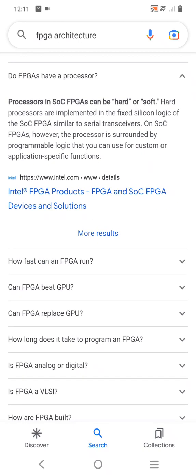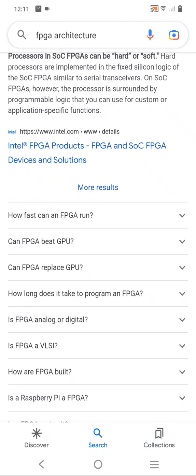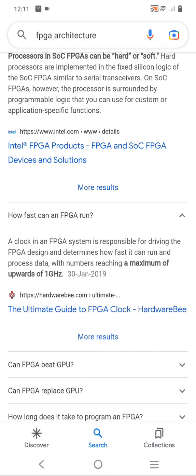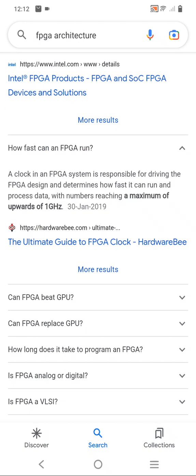So there is a limit on how fast an FPGA can run. A clock in an FPGA system is responsible for driving the FPGA and determines how fast it can run and process data, with the numbers reaching a maximum of up to about 1 gigahertz. When you have other things, they can usually go up to high speed. That is why FPGAs are used at about 1 gigahertz and other things.